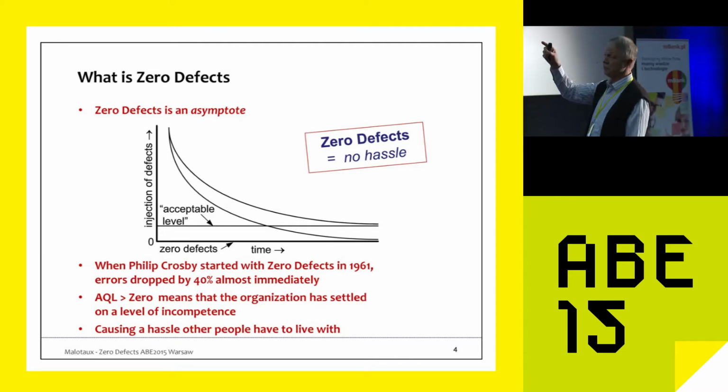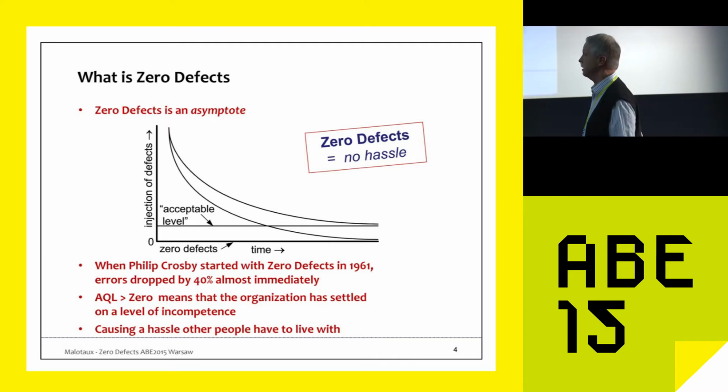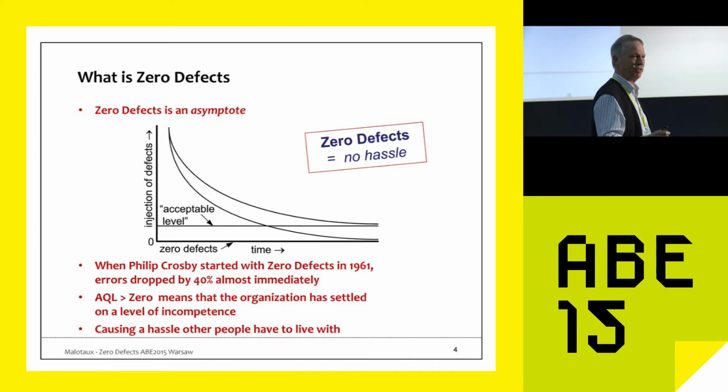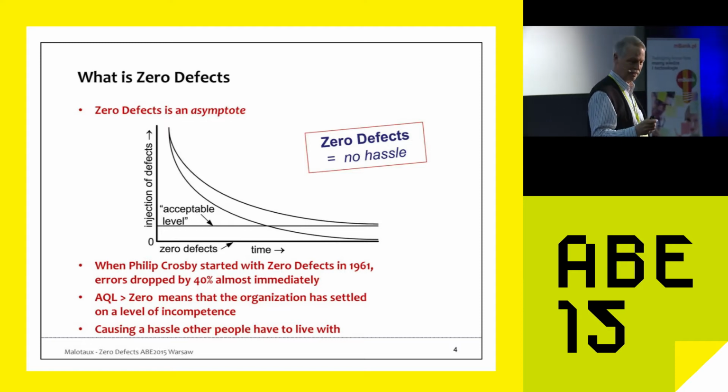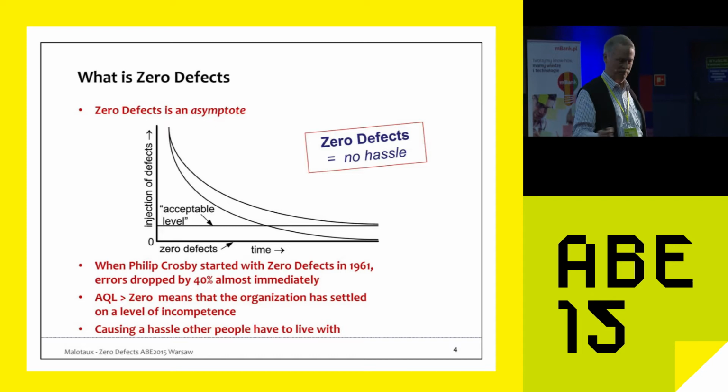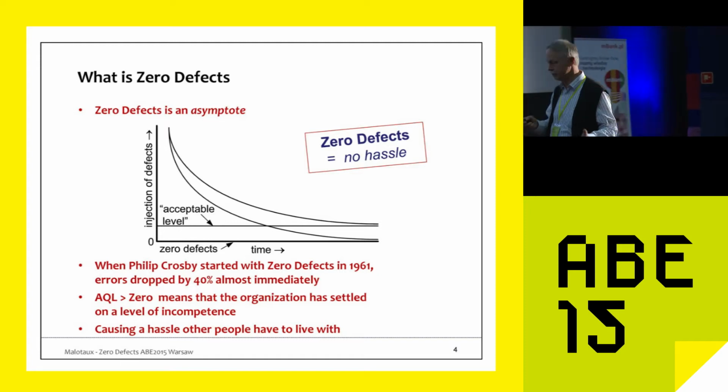When Phil Crosby, who started Zero Defects in the 60s, started this, errors dropped almost instantly by about half. I did it in a project very purposely. Errors dropped immediately by 50% at least. It's not that they were made and repaired. No, they were not injected anymore, just by a change in attitude.